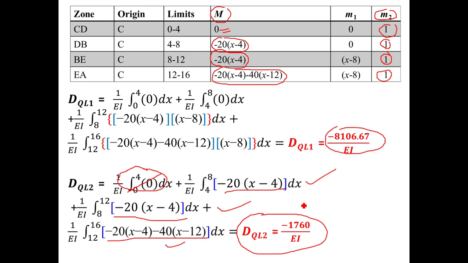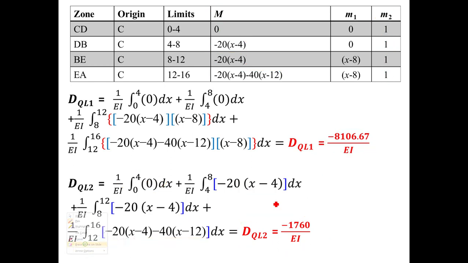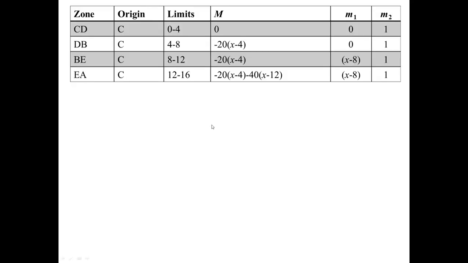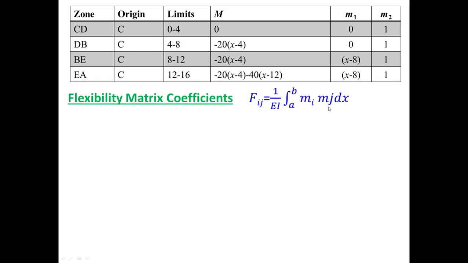Okay, so these are the elements of the dql matrix. Now next we will calculate the flexibility coefficients, that is the F matrix. I'll repeat the moment table again. Now flexibility coefficients: Fij is equal to 1 upon EI, integration over the limit a to b, small mi into small mj.